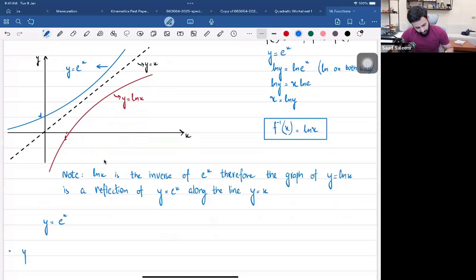First of all, this graph has a y-intercept. And what's that y-intercept? That y-intercept is (0, 1).